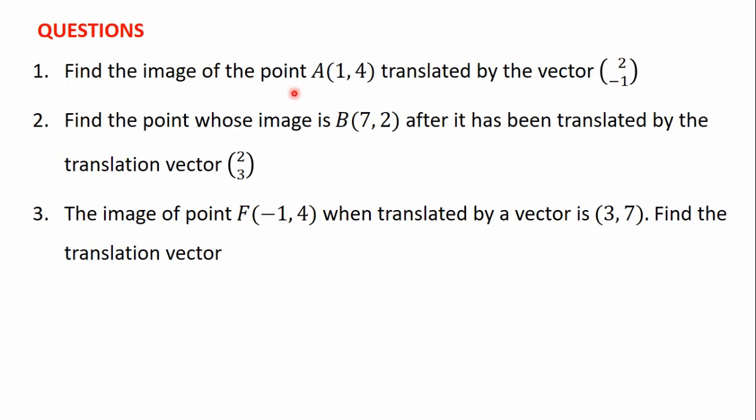1. Find the image of the point A with coordinates 1, 4, translated by the vector 2, minus 1. 2. Find a point whose image is B with coordinate 7, 2 after it has been translated by the translation vector 2, 3. And 3. The image of a point F with coordinates minus 1, 4 when translated by a vector is 3, 7. Find the translation vector. So you pick these questions one after the other and solve them. Let's begin with the first one.